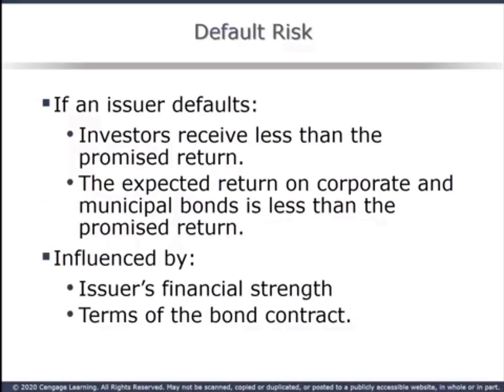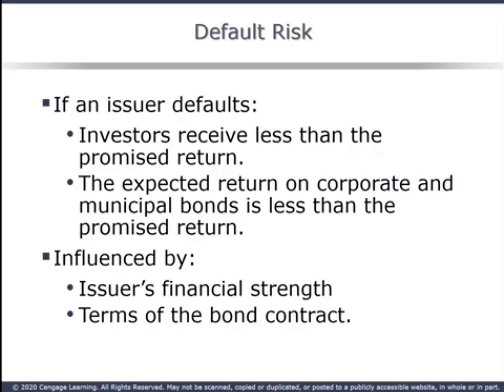A major risk with corporate bonds is default risk, the risk that the issuer will not be able to meet the provisions of the bond contract in terms of interest payments and repayment of the face value. U.S. Treasury securities have no default risk, but corporate and municipal bonds are subject to default risk.